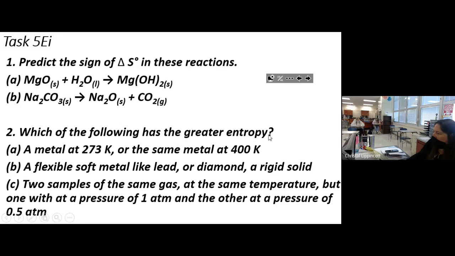Which will have the greatest entropy? Metal at 273 Kelvin or the same metal at 400? 400, good. A soft metal like lead or diamond, which is a rigid solid? The metal will have greater entropy, okay? It's flexible, moving, okay? Two examples of the same gas at the same temperature, one with a pressure of 1 atm, one with a pressure of 0.5. So 0.5 because it has more room for molecules to move.